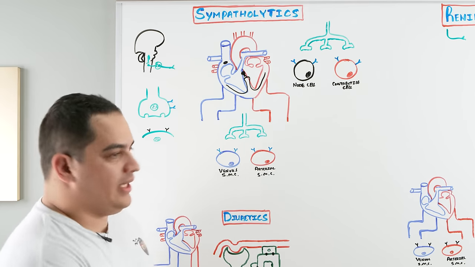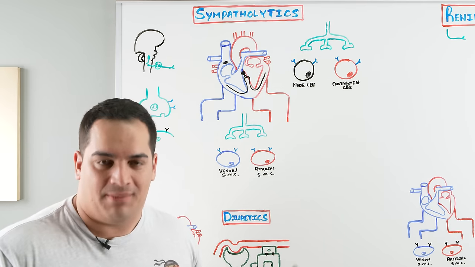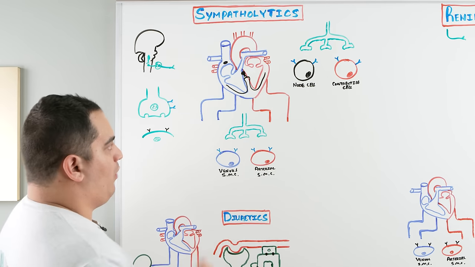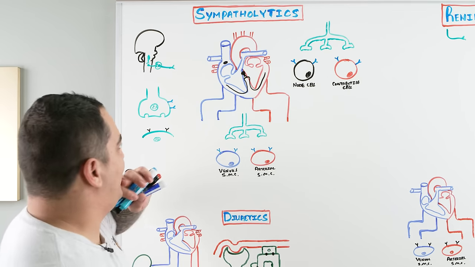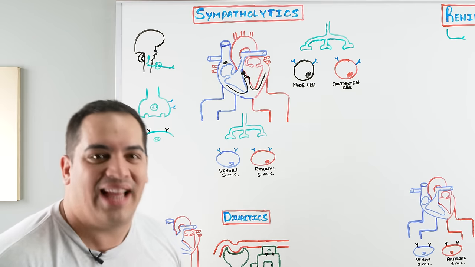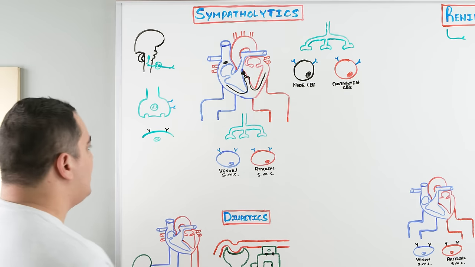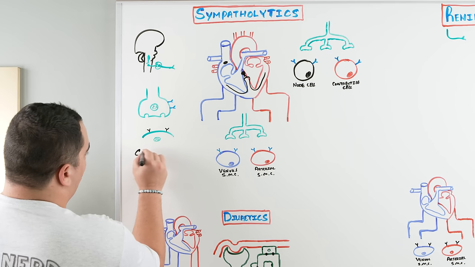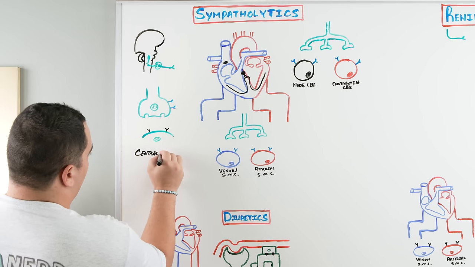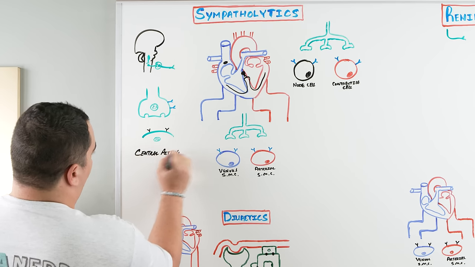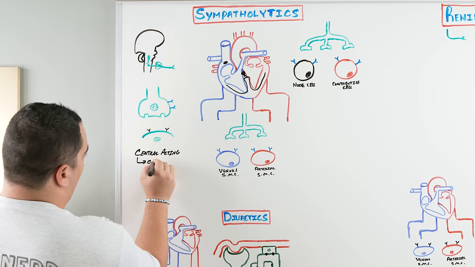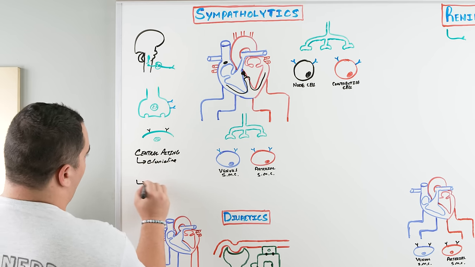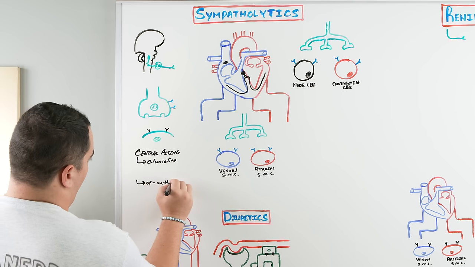Sympatholytics inhibit the sympathetic nervous system. That's the whole concept. We're gonna go through these in a couple of different ways. The first one is centrally acting drugs. There are two centrally acting drugs that I want you to know: one is called clonidine, and the other is called alpha-methyl-DOPA.